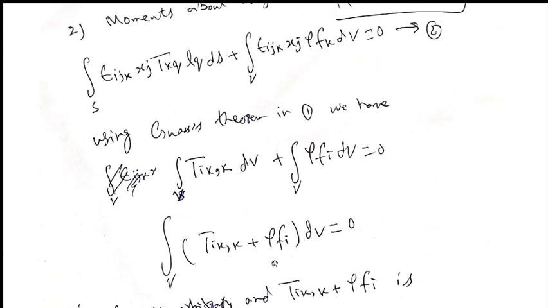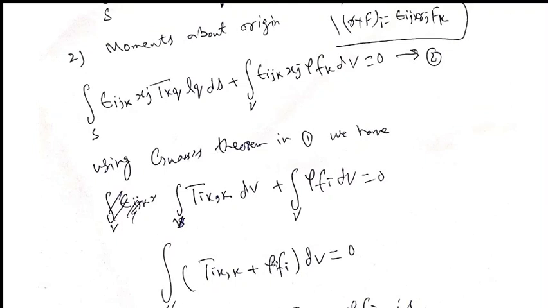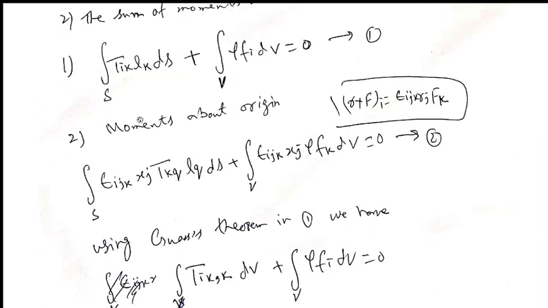Now we will see what we have from the second condition. Again we will use Gauss's theorem on the first term, and we will convert this surface integral into a volume integral. How can we do that? Here we have Tik, and here we have epsilon ijk xj tkq, and instead of lk, here we have lq. What is dummy? q is dummy, k is dummy with this, j is dummy with this.